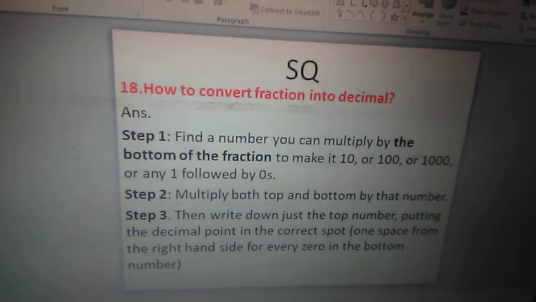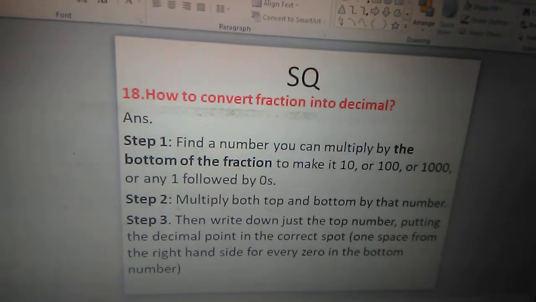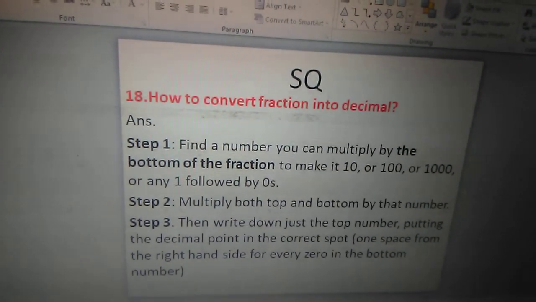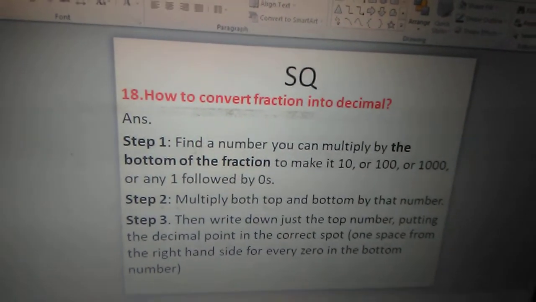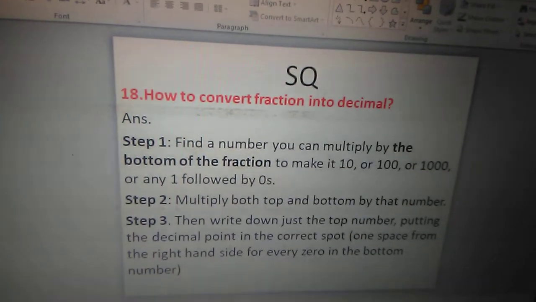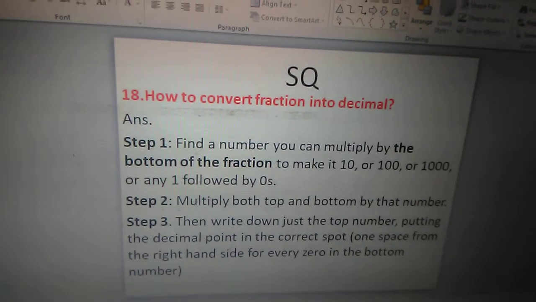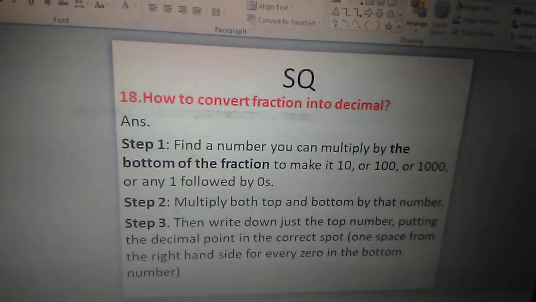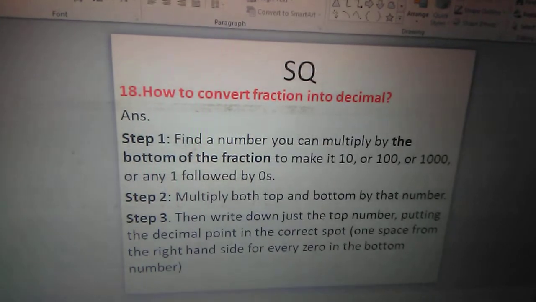Then you have to multiply both the numerator and denominator by that number, which one you have got. Then you just write the numerator, then you have to place the decimal, counting the 0s. If there is one 0, you place the decimal after 1 place from the right side. If there are two 0s, then after 2 places. If there are three 0s, after 3 places. Let's go for the practical exercise.